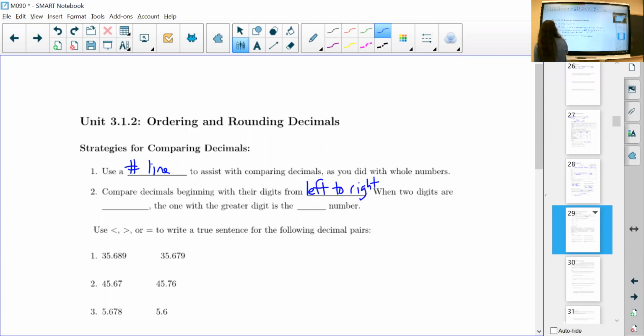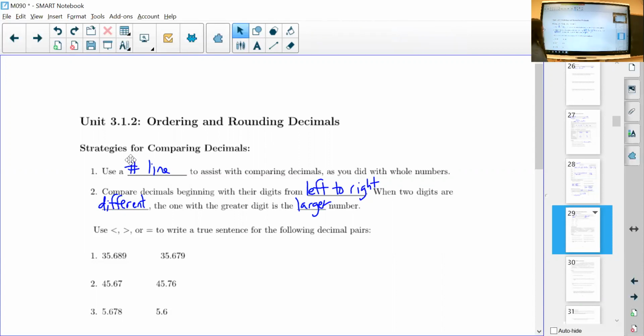When two digits are different, the one with the greater digit is the larger number. Just like with whole numbers, you just have to watch place value. So 35.689, 35.679, or we now know we can say 35 and 689 thousandths, 35 and 679 thousandths. The 35s are the same, the 6s are the same, but 8 beats 7.